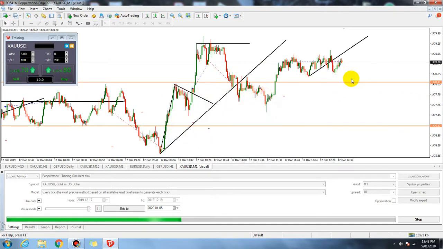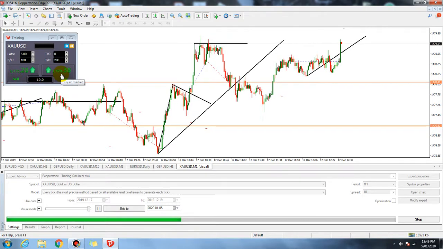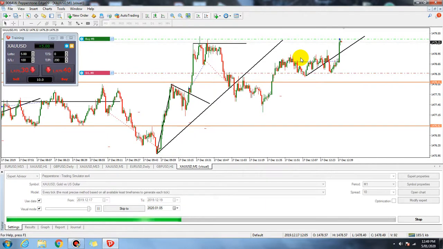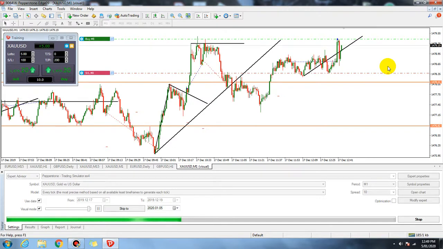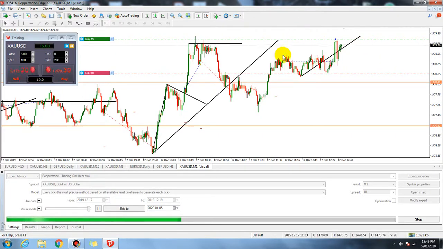Pull that there. I think we'll probably get a retest of this. No, maybe not. Okay. I might bear that. A bit impulsive on that long. Better entry would have been the retest to the top of the consolidation.